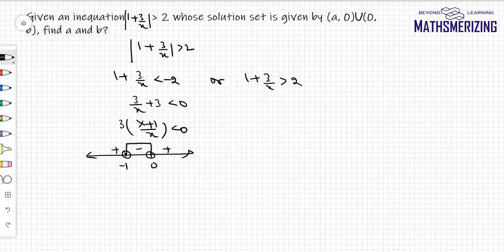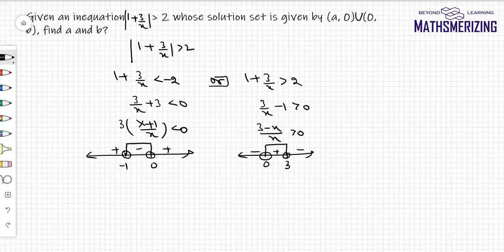And for this one, if I take it here, I'll get 3 upon x minus 1 should be greater than 0. So (3 minus x) upon x is greater than 0. So with 0 and 3, the rightmost is minus, minus, plus and minus. So here I'll get x should lie between 0 and 3.